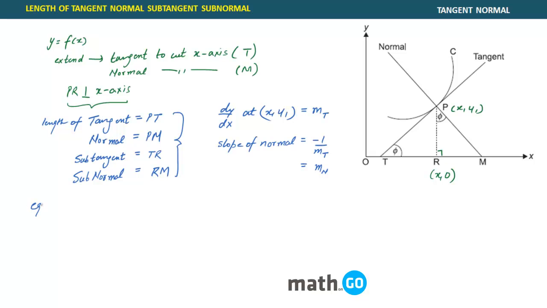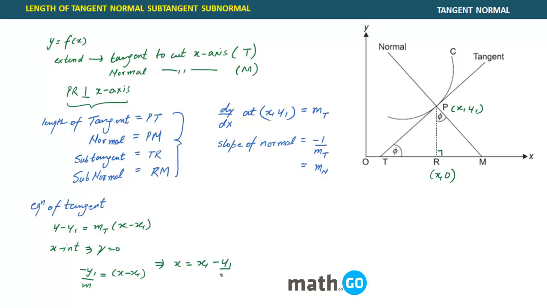That is slope of normal. So what will be the equation of tangent? Give me the equation of tangent now, quickly. Right, so equation of tangent can be written by using the point slope form. So it will become y minus y1 is equal to mt times x minus x1, right? And you need to find this T point to find PT distance. So T is nothing but x-intercept. So what will you do for x-intercept? Yes, we'll put y equal to 0. Absolutely. So this becomes y1 by m is equal to x minus x1, and that implies that x is nothing but x1 minus y1 by m. The coordinates of this T point will become (x1 minus y1 by m, 0), right?